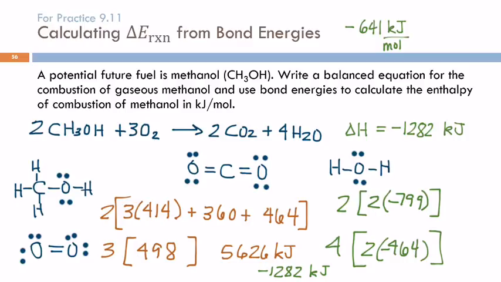So the total of the CO2 and H2O is negative 1282? This green at the bottom is all of them added together. So we would take the 5626 plus what? Plus 2 times 2 times negative 799. Plus 4 times 2 times minus 464. Any questions?